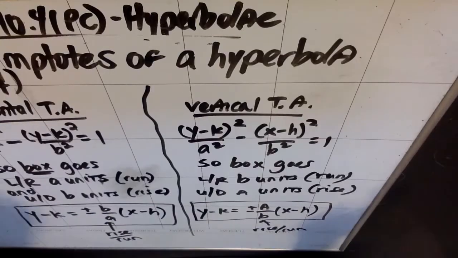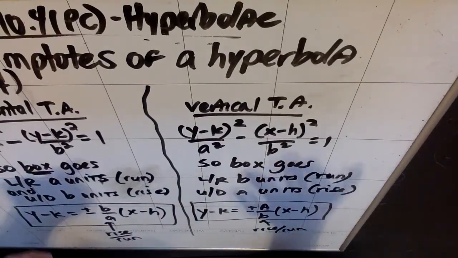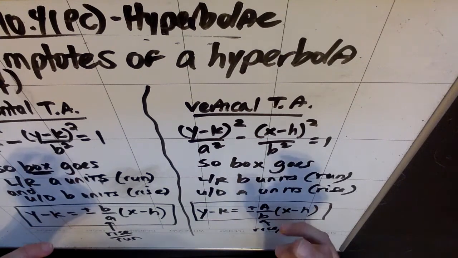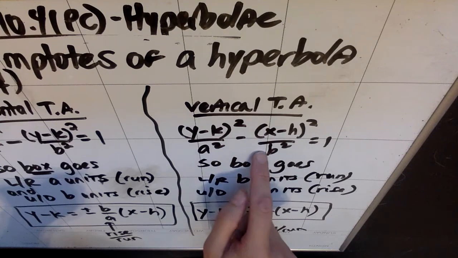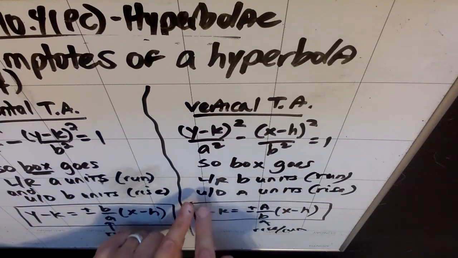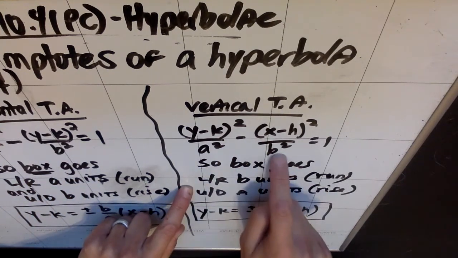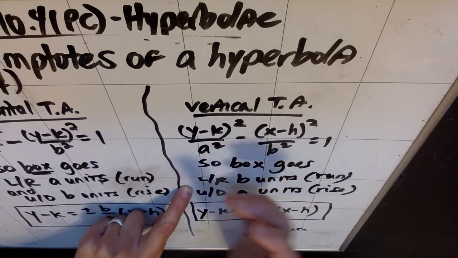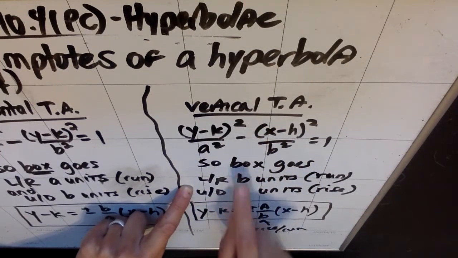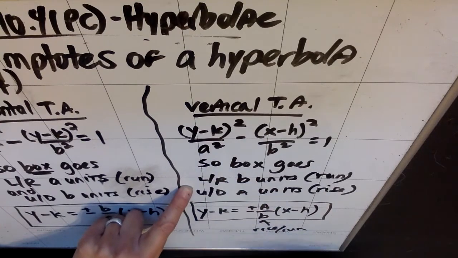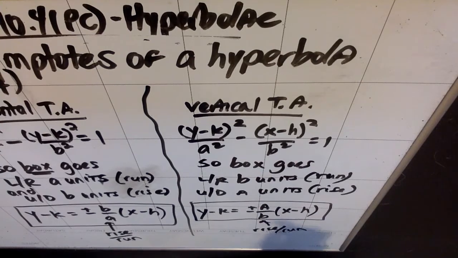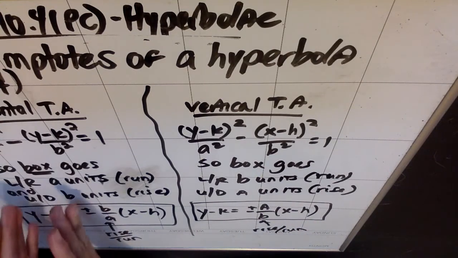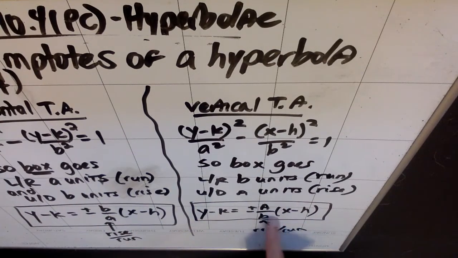Now if we go over here, same situation, except now my transverse axis is vertical. So when that happens, my y is on top of the a and my x is on top of the b. Well, that means that the box goes left and right b units because the b is paired with the x, meaning it's x motion, and up and down a units because the a is paired with the y, meaning it's vertical motion. So in this situation, my a is rise and my b is run. So you'll see that I have almost exactly the same equation I gave you over here, but here it's a over b instead of b over a because, again, it's rise over run.